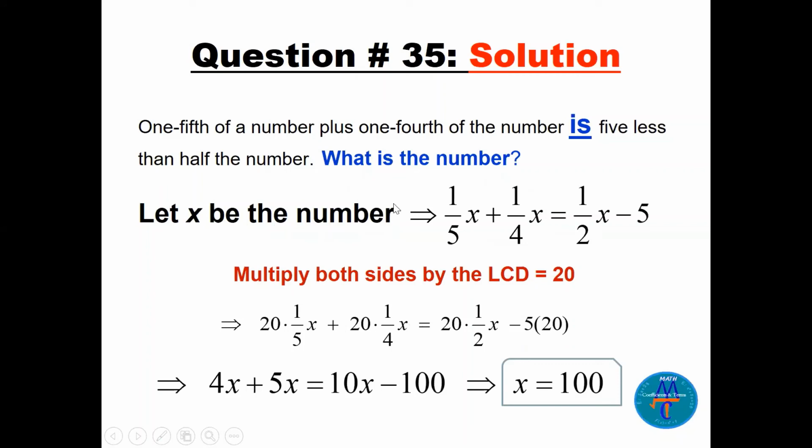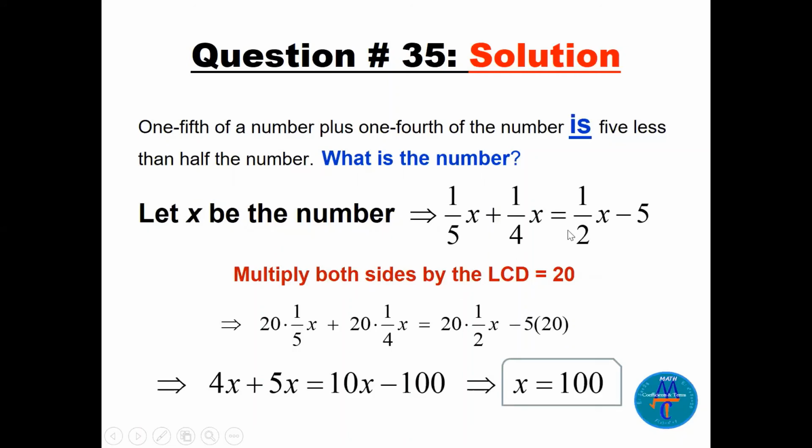One fifth of the number, 1 over 5 x. Plus means plus. One fourth of the number, 1 over 4 x. Is means equal here. 5 less than half the number. So half x minus the 5. Okay. So multiply now what?